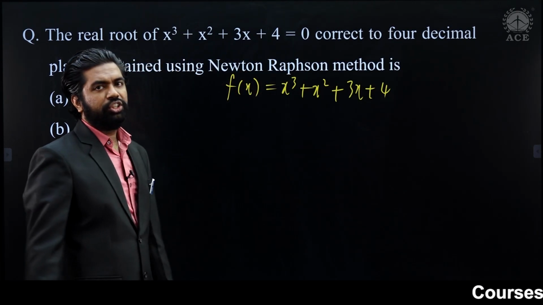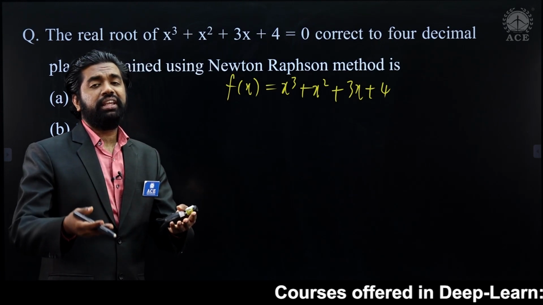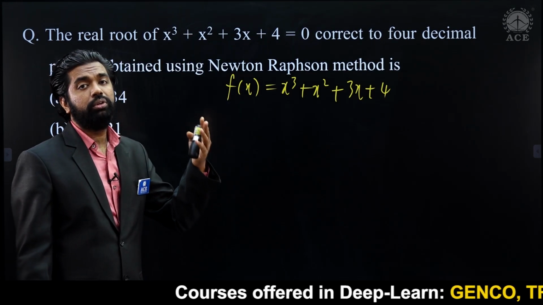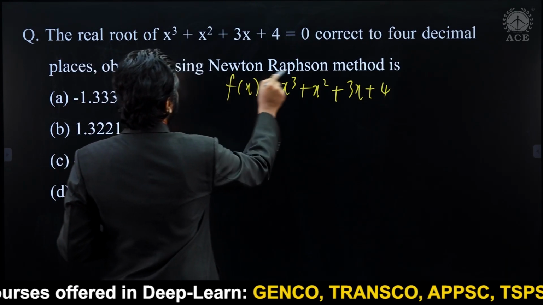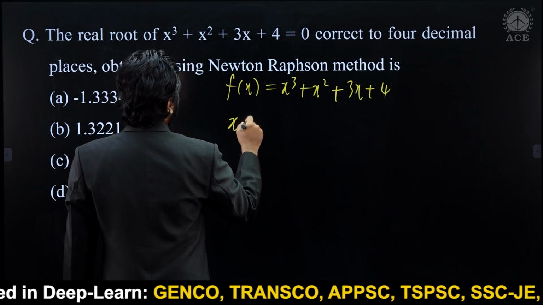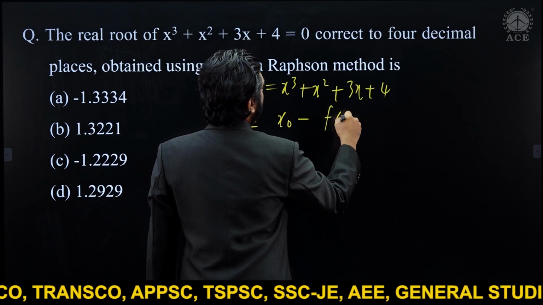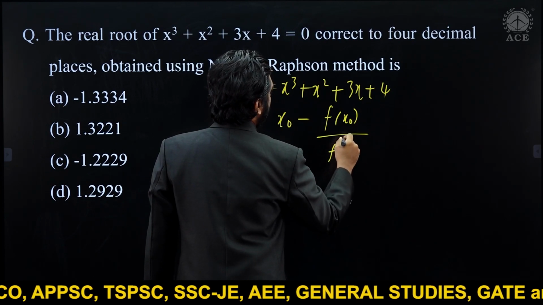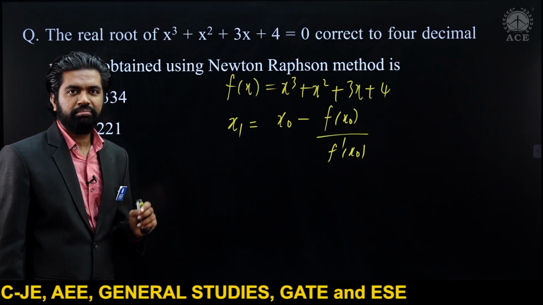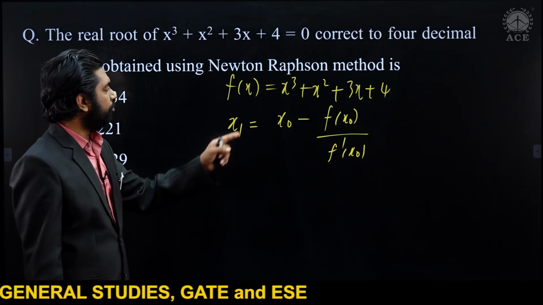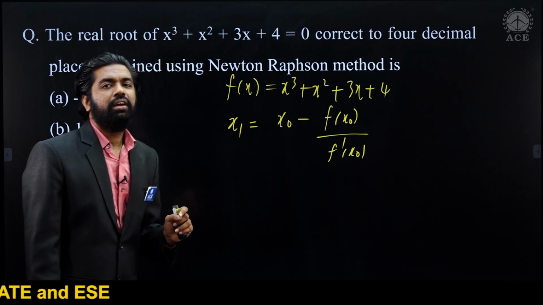Now let's say you have got an initial guess, x naught. With the help of the initial guess and this function, how do you find the next approximation? The next approximation using the Newton-Raphson method is given by x1 equal to x naught minus f of x naught by f dash of x naught. So the function is needed, and the initial guess is needed. They have provided us the function f of x, but they have not provided us x naught.